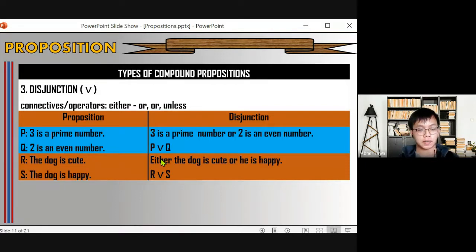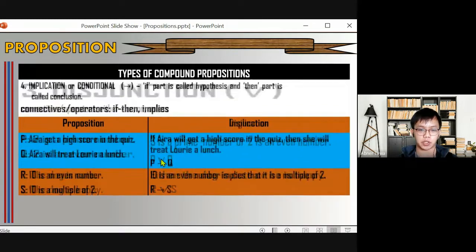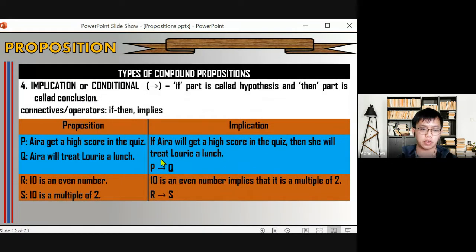Okay, so let's have the third type of proposition or compound proposition. Yung isa naman is, we have here what we call the implication or sometimes called as conditional propositions. And the symbol for that is we have here one-sided arrow. It's one-sided arrow. So the connectives and operator used for this is usually if then and implies. Okay, so pag ginamit natin yung if then, always yung first statement or first proposition is called the if part. Then we call that as the hypothesis. Yung then part naman, we are going to call that as conclusion.